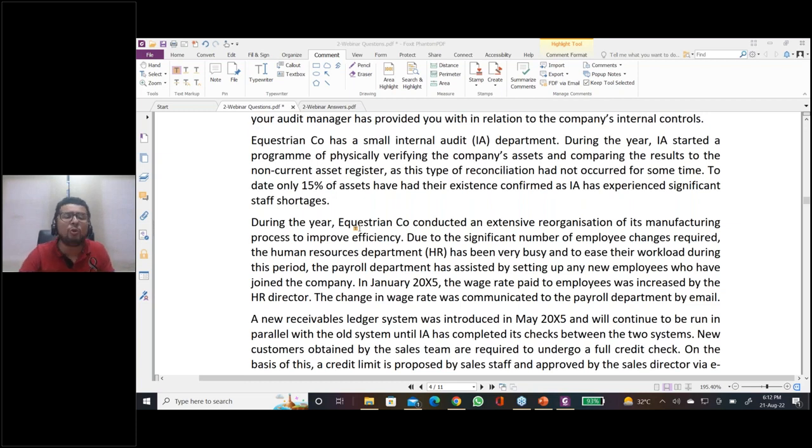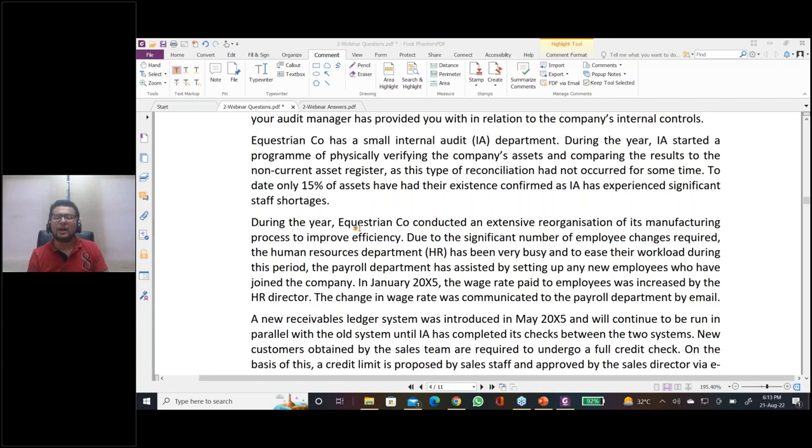So the company has a small internal audit department. No problem. During the year, internal audit started a program of physically verifying the company's assets and comparing the results to the non-current asset register. So the internal audit department were trying to physically verify the company's actual assets against the company's register. As this type of reconciliation had not occurred for some time, to date, only 15% of assets have had their existence confirmed, as internal audit has experienced significant staff shortages.